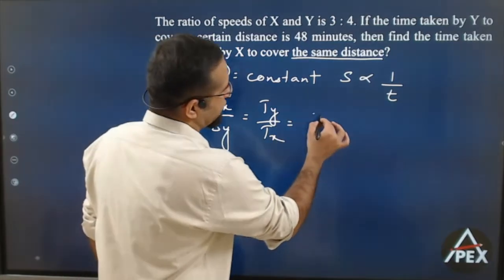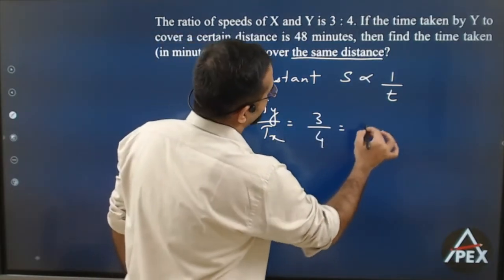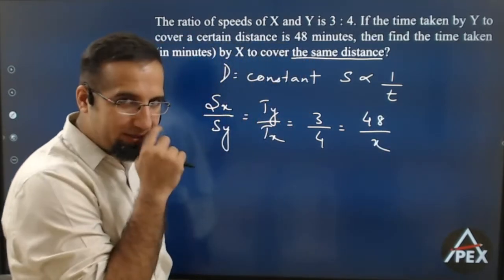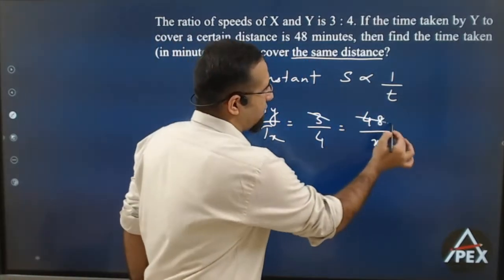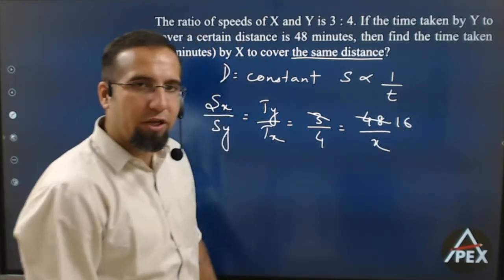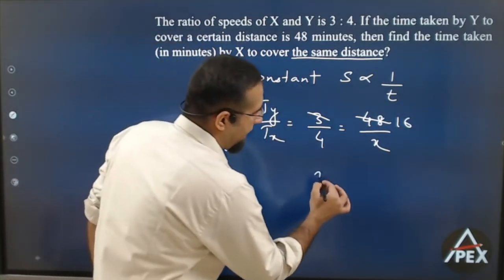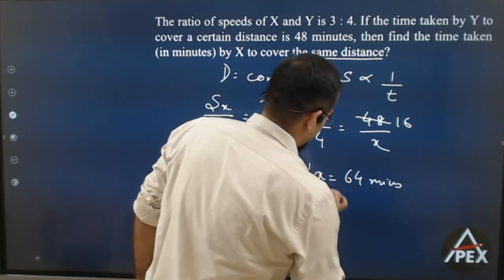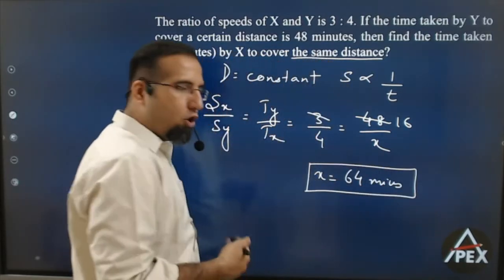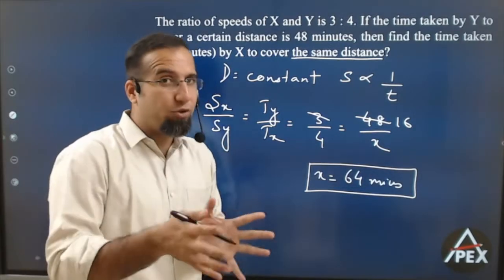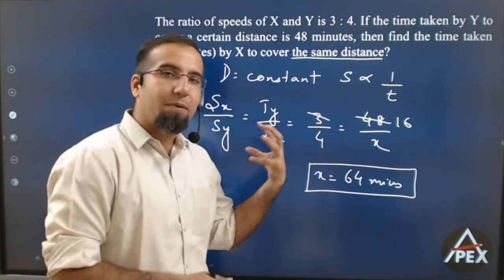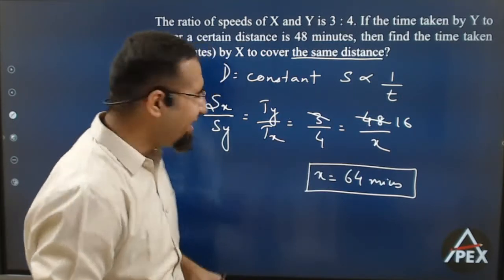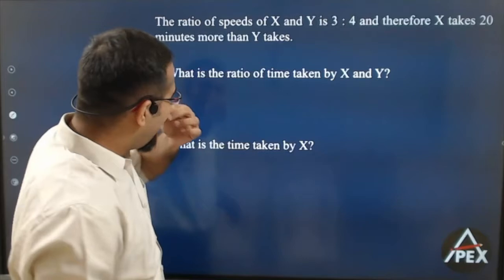So I know that the ratio of speeds is 3:4. Y takes 48 minutes. I do not know how much time x takes. So this becomes 3 ones, and 3 16s is 48. When I cross multiply, I get the value of x is equal to 64 minutes. So if I'm given time directly, or the ratio of the speeds, and I know that distance is constant, we can start applying the proportionality that speed is inversely proportional to time, right? A very basic question.